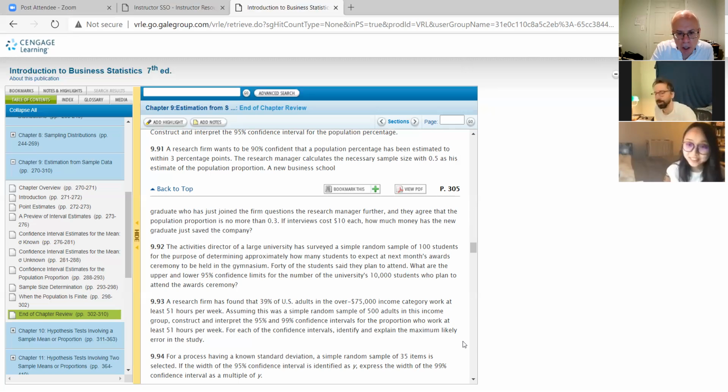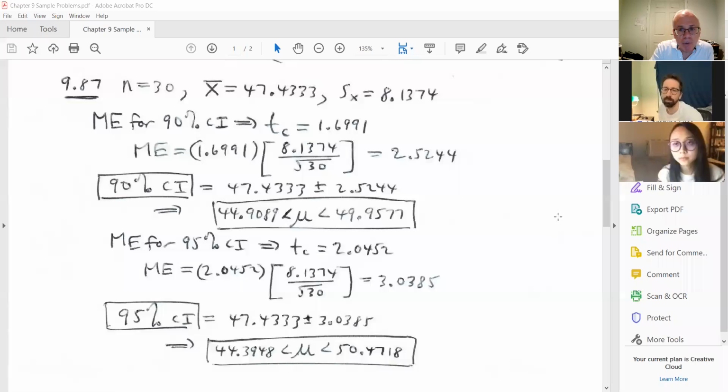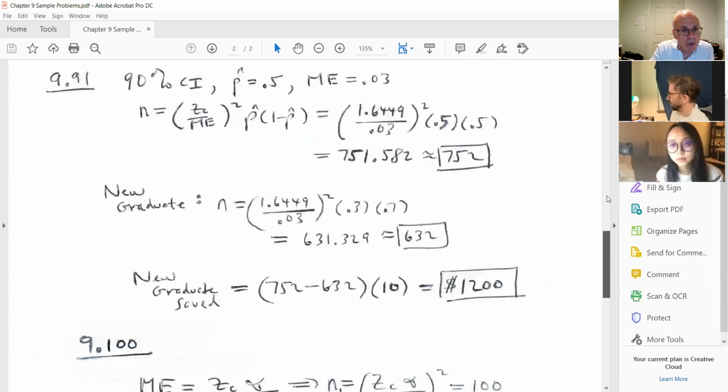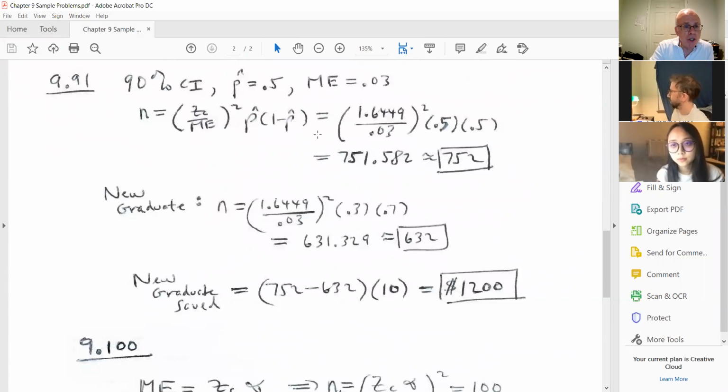So just for Rose to see the solution, which I will post, of course, let her take a look at it. So next one here it is. We have our 90% confidence interval that we want. Originally, the research manager is going to pick 0.5 as the estimated proportion. Margin of error, it says within 3 percentage points, so 0.03 is the margin of error.